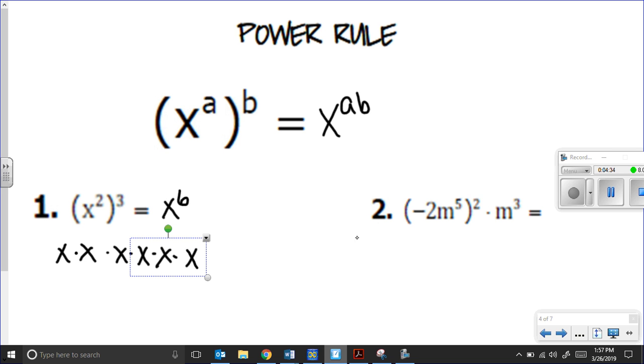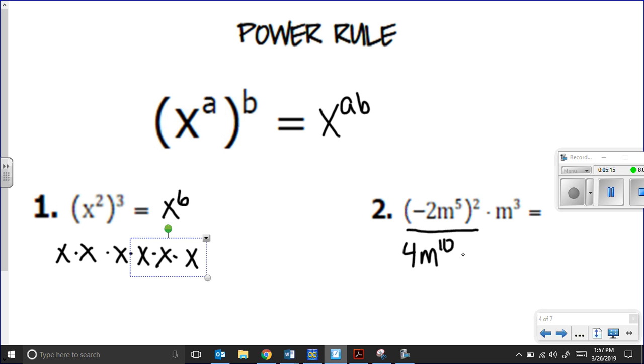All right, so if we look at example 2, we actually have multiple rules going on. So we're going to have the power rule, and then we're going to have to end up using the product rule at the end. But so we're only going to use the power rule with this here. And if there's a coefficient other than 1, you actually have to raise this coefficient to the second power. So remember, negative 2 to the second power. And remember, if you put that in the calculator, the negative 2 must go in parentheses. So negative 2 to the second power is 4. And then we're going to do m to the 5th to the second power. So in that case, remember that you need to multiply. So you get m to the 10th.